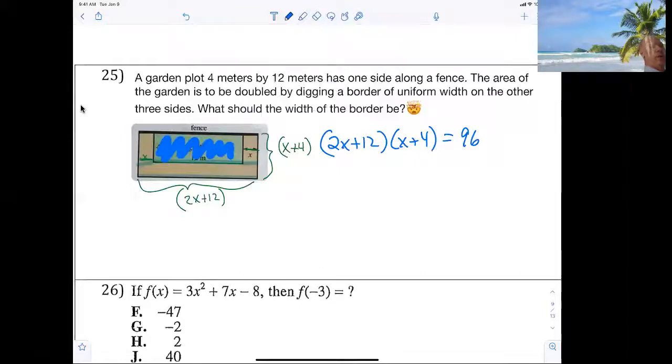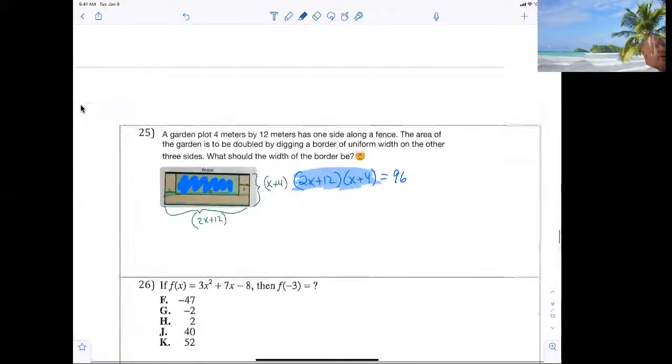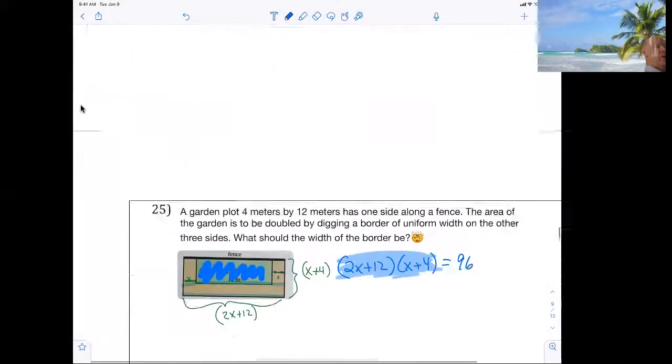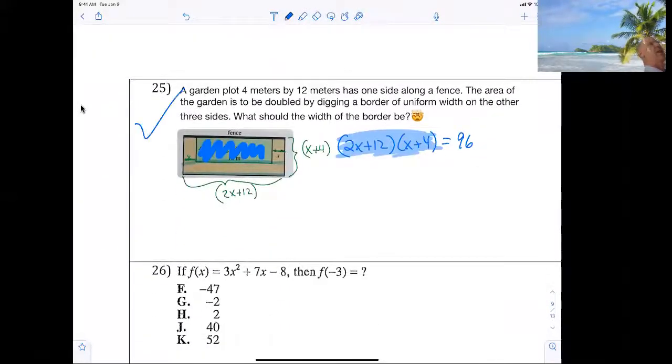Now, what do I have to do with this right here? Multiply it out, and then what? Subtract 96, then factor, set factors equal to 0, solve, and tell me the answer. Everybody good on this? All right. I don't care what the answer is. You're going to go home tonight and solve 24 and 25 for practice.